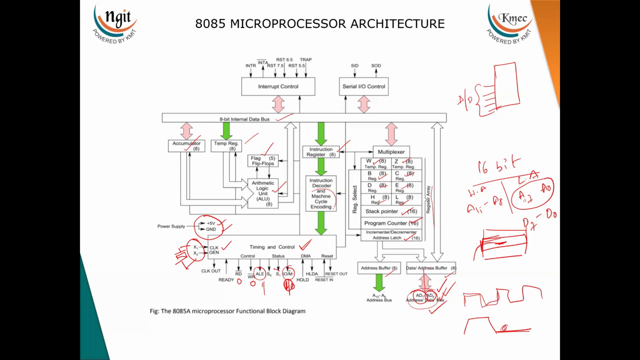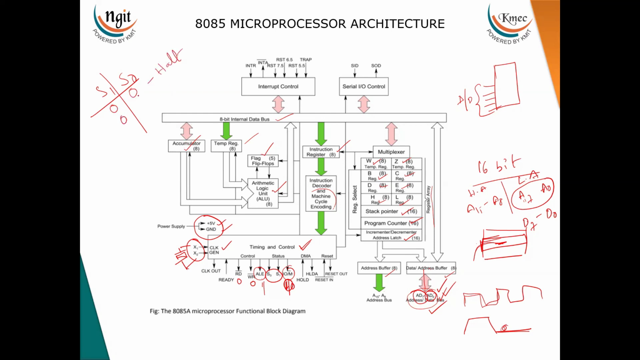Now, the next two pins are S0 and S1. These S0 and S1 bits indicate the status of the microprocessor. If S0 and S1 are 0, 0, then the microprocessor is in the halt position. It means it is not doing anything.